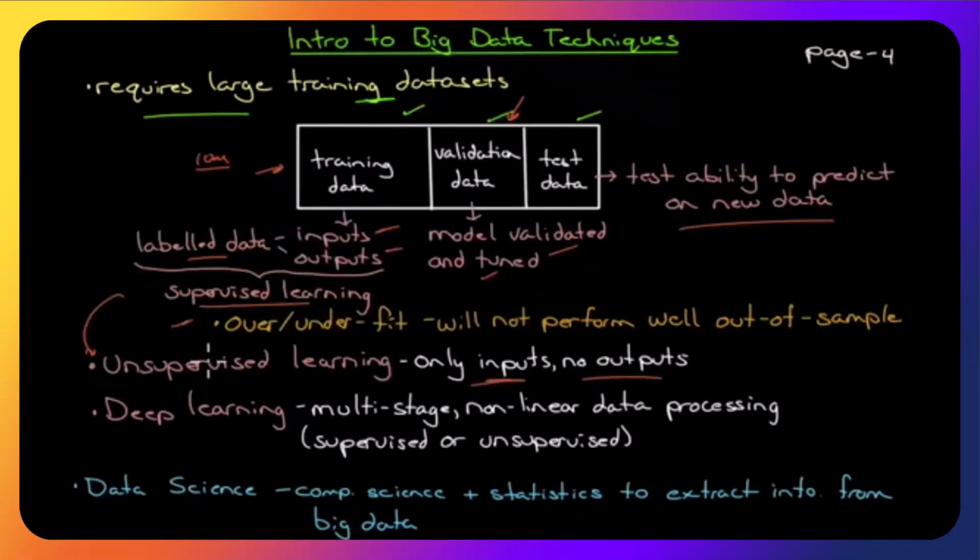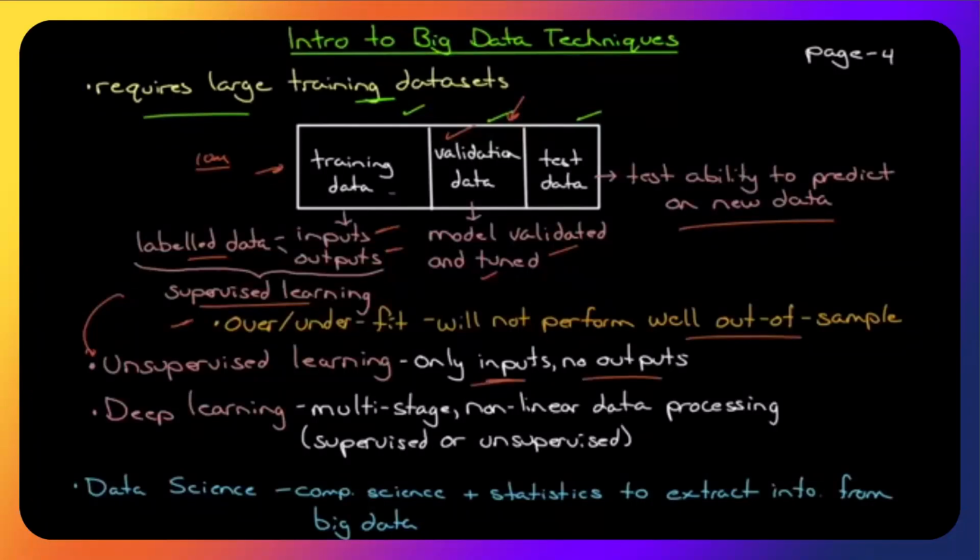Let's get back up here. Supervised learning, over or underfitting. If you overfit in the training data, because you can get a model that can fit it really nicely, it will not perform well out of sample, which is why you have to validate it. And then once you've got your model, then you finally have to test it.